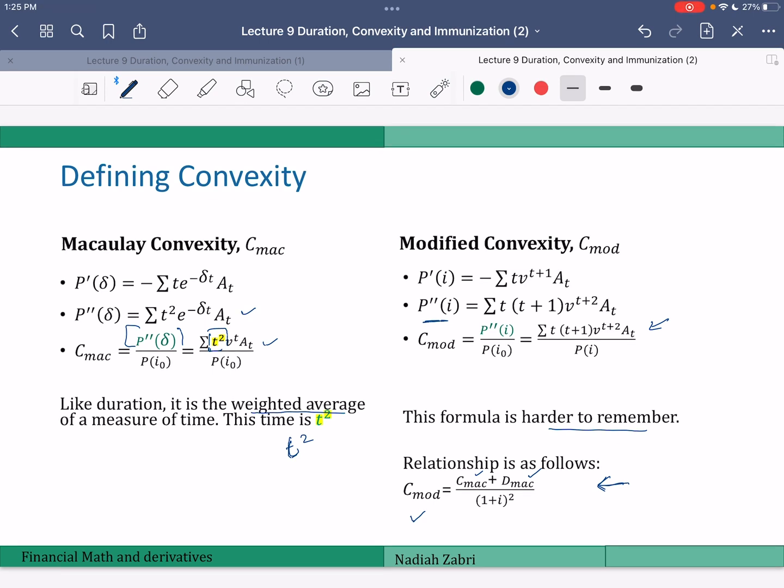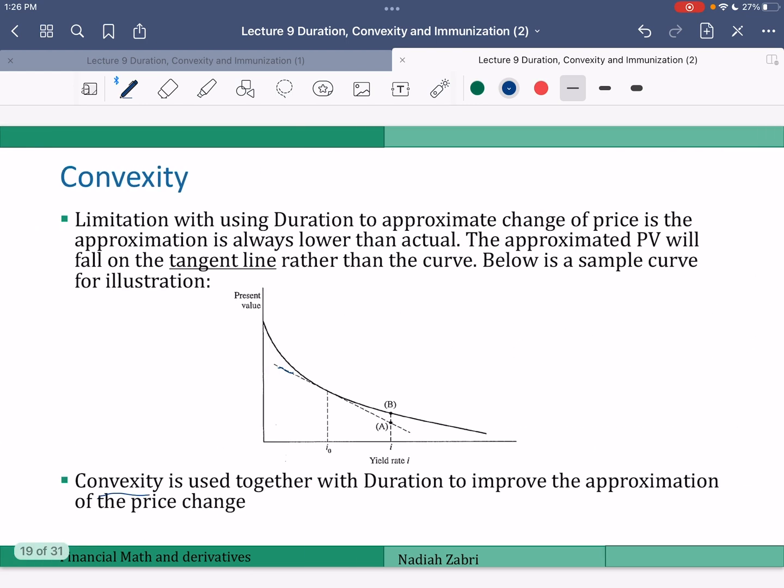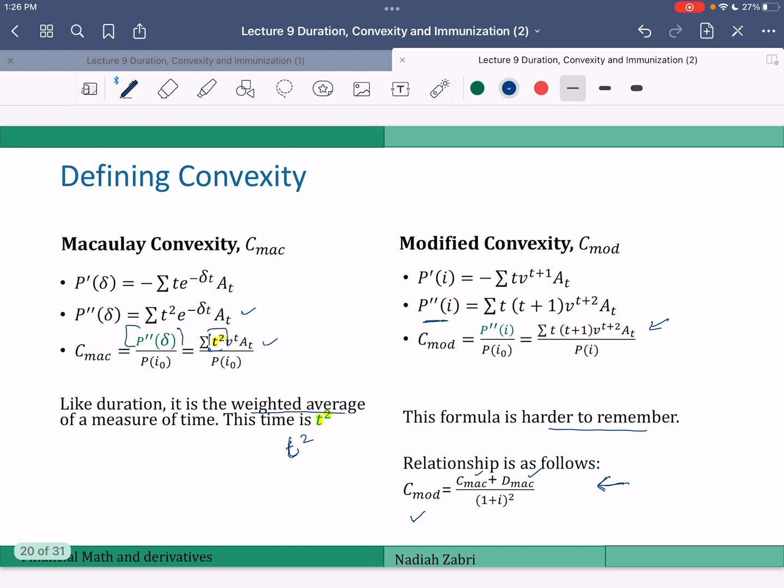Okay, so will convexity be a positive value or a negative value? Remember, it is measuring curvature. If you look at the curve of our price over yield, does it look like a smiling curve or a frowning curve? It is a smiling curve, right? So by looking at that, we know that the convexity is a positive number for both Macaulay and modified.